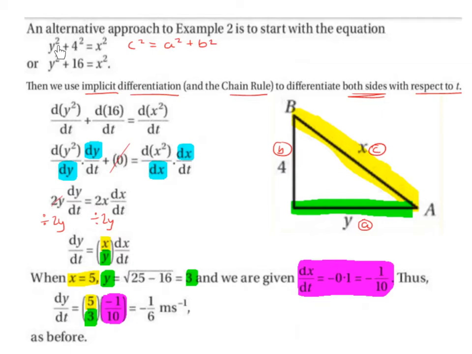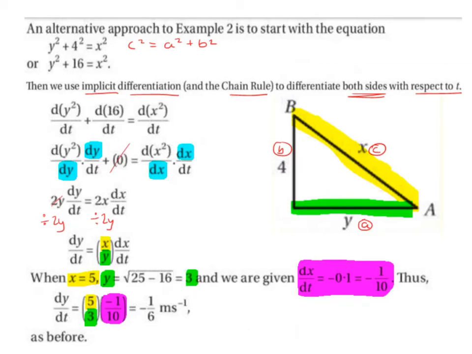So we differentiate the y squared with respect to t. Since we don't have a t, we just stick on a dy dt. So we're going to differentiate y squared with respect to y and then stick on a dy dt. And differentiating y squared with respect to y gives us 2y, and then we stick on the dy dt. Then we differentiate the 16 with respect to t, so that just gives us 0.